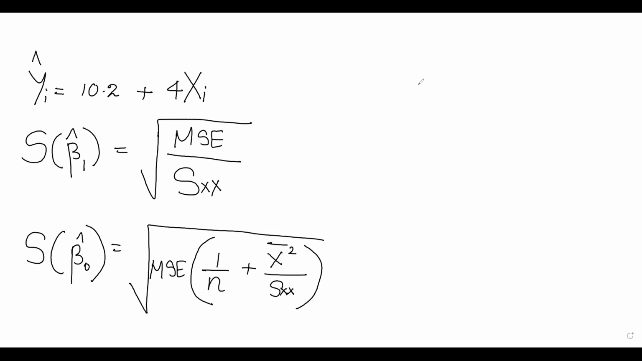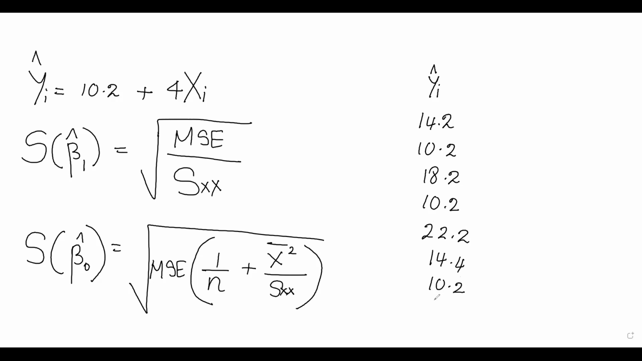I won't repeat the yi and xi columns because they are there. I'll write the yi hat column, which means you plug all the x values into this formula and obtain yi hat. In order: this is 14.2. Check your answers. 10.2, 18.2, again 10.2, 22.2, 14.2, 10.2, 14.2, 18.2, and finally 10.2.